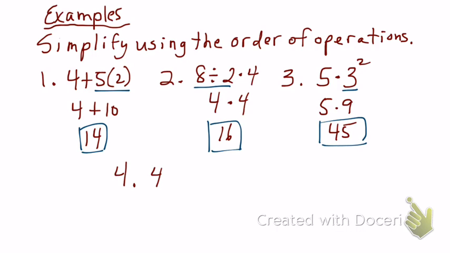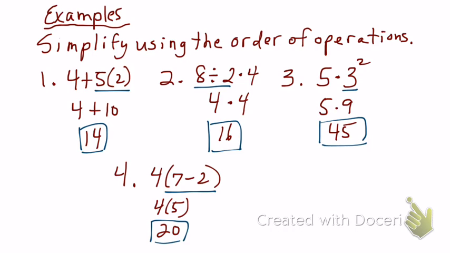Let's do one more on this page. So parentheses is king. We know we need to simplify what's inside parentheses first, and so we're going to get 4 times 5, which is 20. Alright, let's move on to some more examples.